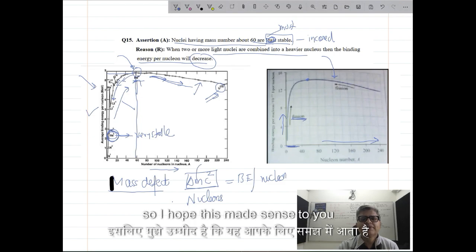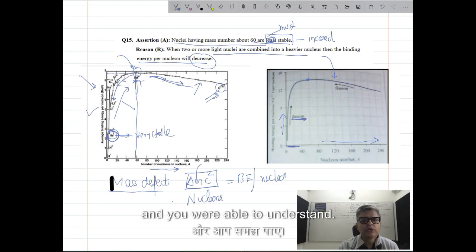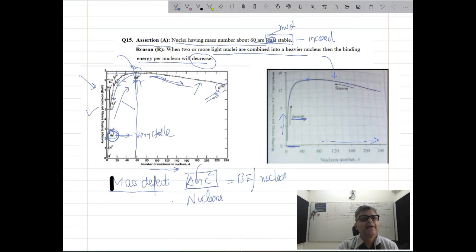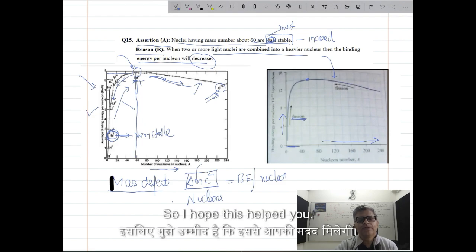Okay. So I hope this made sense to you and you were able to understand. So our answer is the assertion is incorrect and the reason is also incorrect. So I hope this helped you.